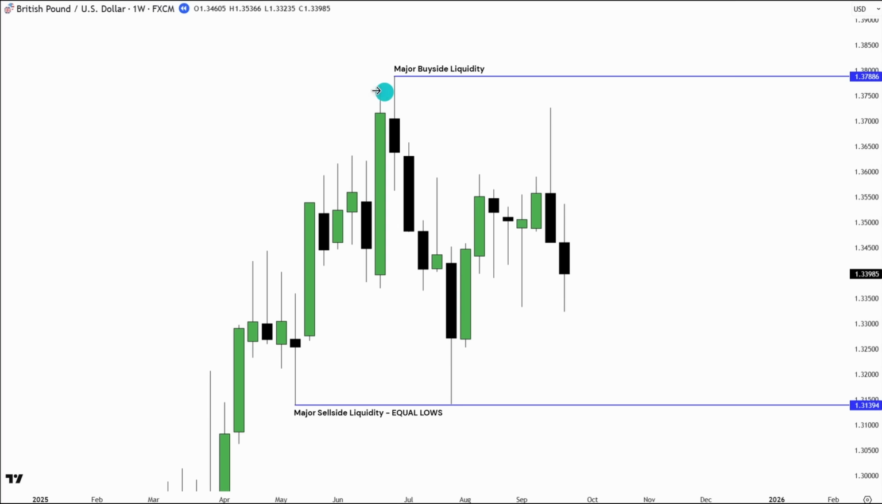Right now, clearly here we have major buy side above this high. This is the highest high inside of all of this piece of price action. And down here we have major sell side liquidity. Now, this is also equal lows here. So there's going to be a very large pool of sell side liquidity below these lows. So already my eyes are going down here before I've even dropped down onto the lower time frames.